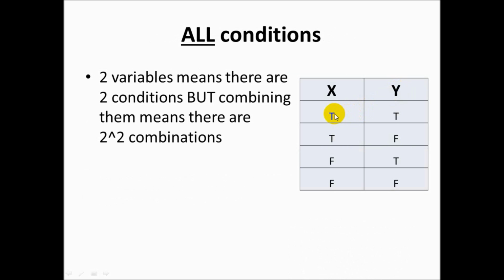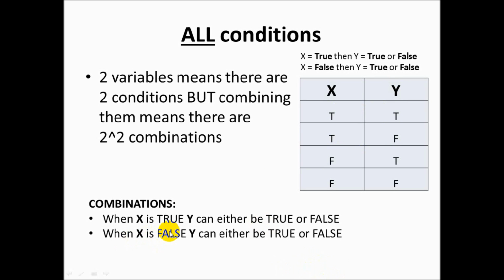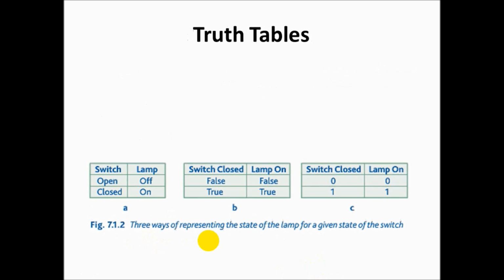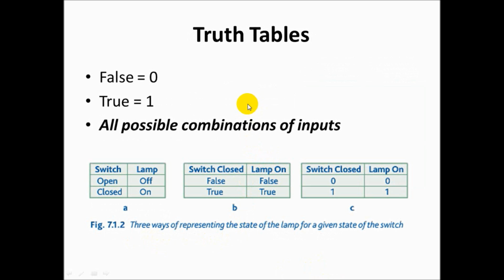Here they go. So when X is true, Y can be true, and Y can be false, and vice versa. So two variables means there are two conditions, but combining them means there are 2 to the power of 2 combinations. So we say when X is true, Y can be either true or false. And when X is false, Y can be either true or false. False equals 0, true equals 1. I think we know that by now. This is just taken straight out of the textbook, showing you that switch on a circuit. All possible combinations of inputs.